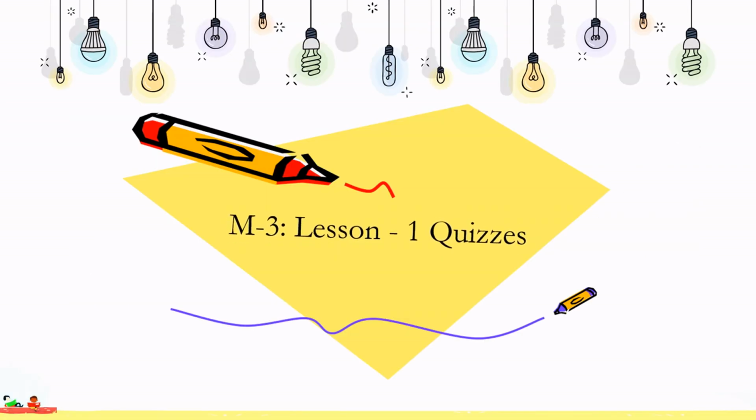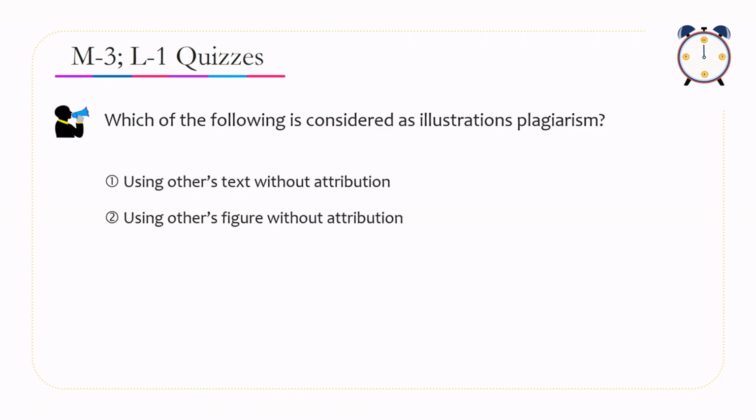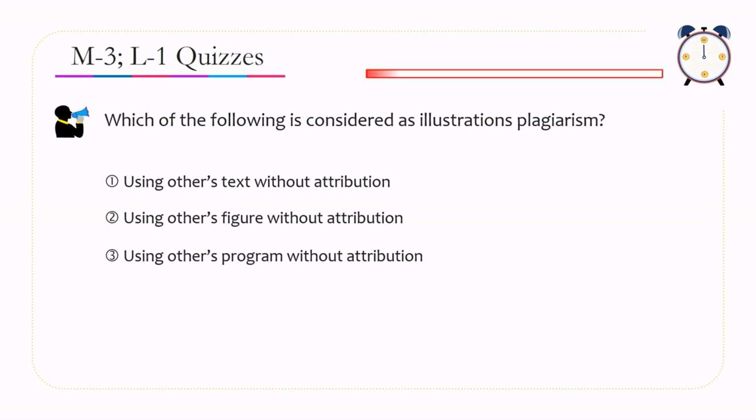Now, let's test your learning by appearing for the quiz. You will get 10 seconds for answering each question. Let's begin. The first question: which of the following is considered illustrations plagiarism? The options are: 1. Using others' text without attribution. 2. Using others' figure without attribution. 3. Using others' program without attribution. Your time starts now. Which one is right?